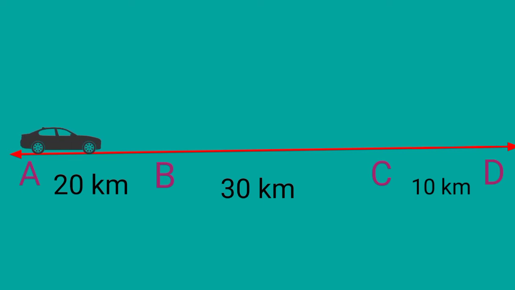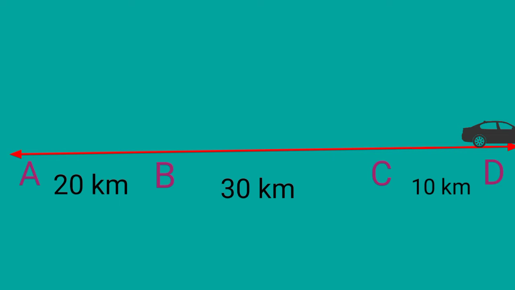Now when the vehicle starts from A, it covers 20 kilometer up to B, then 30 kilometer from B to C, and 10 kilometer from C to D. So what is the displacement of this vehicle? We know that it is 20 kilometer plus 30 kilometer plus 10 kilometer. So this vehicle covered the displacement of 60 kilometer.